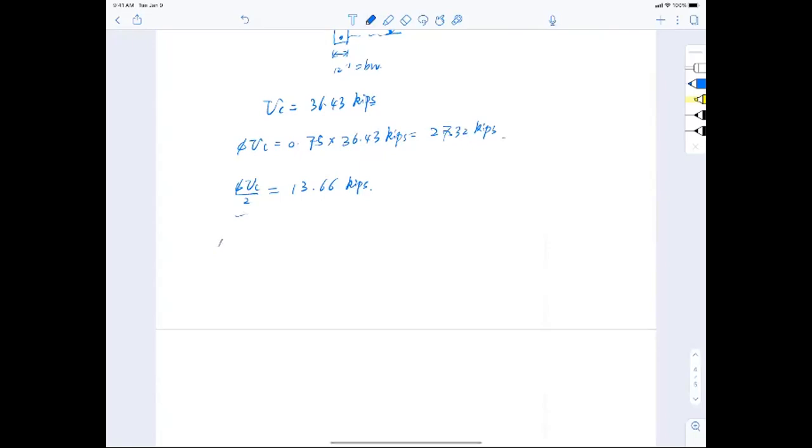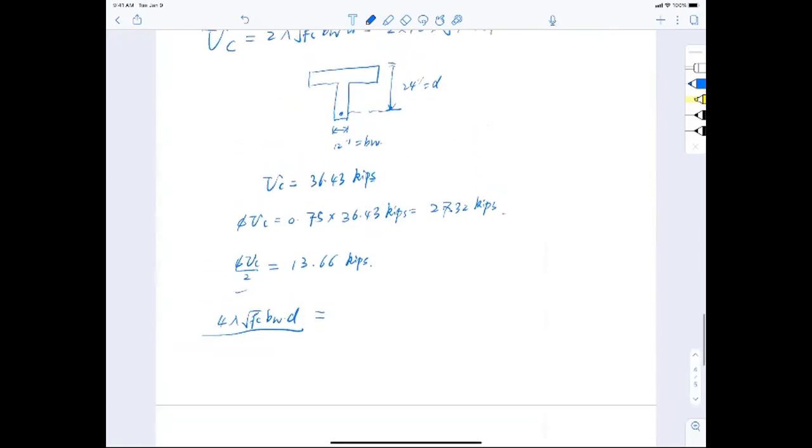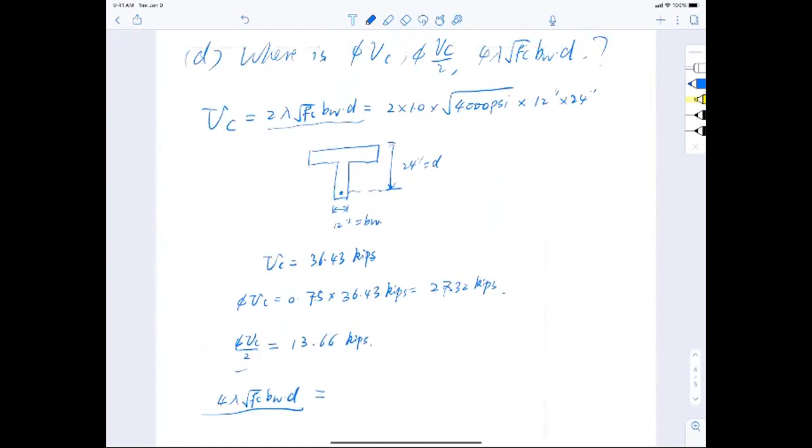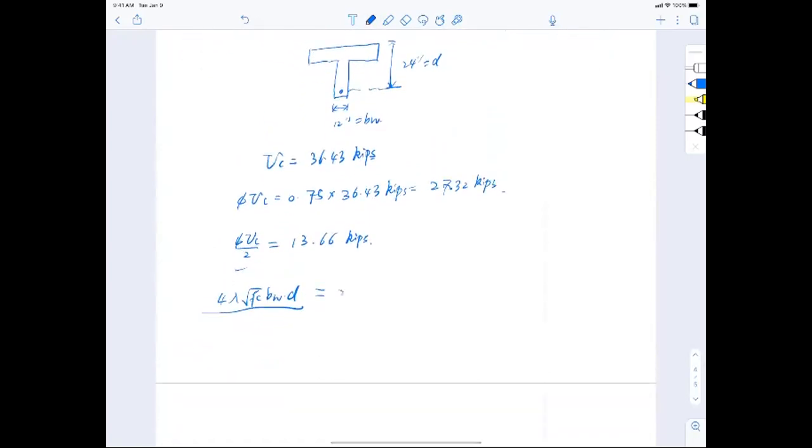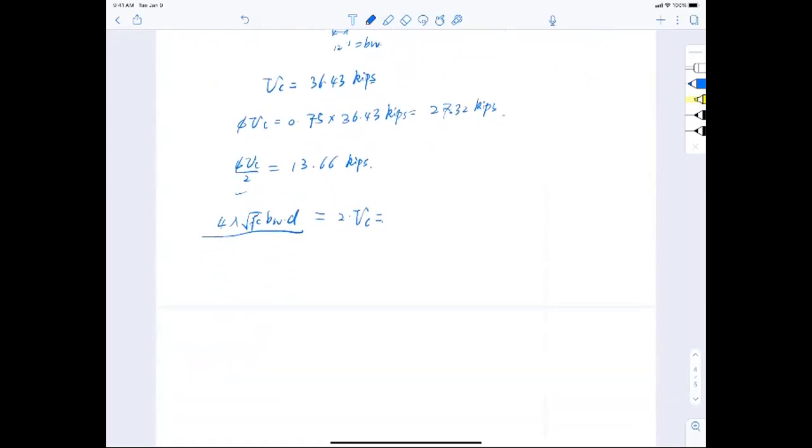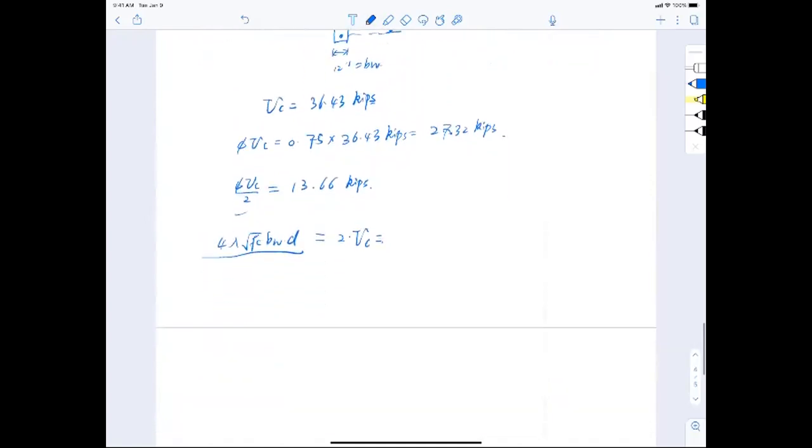So PVC. What about 4 lambda square root of prime C BWD? What about this? If you haven't noticed, this is basically 2 times of what? I'm cheating, I know that, right? So 36.43 multiplied by 2, what do I have? 72.86 kips. All right? That's okay, right?